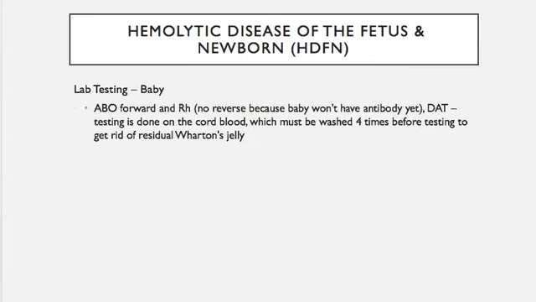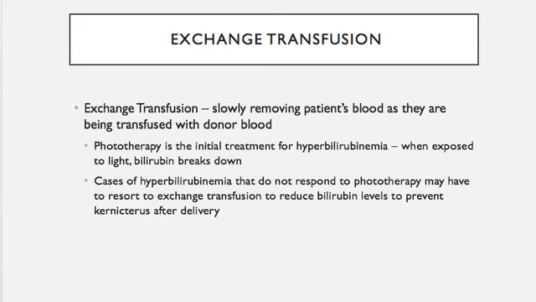Okay, testing on the baby. After the baby's born, we're going to do an ABO forward and Rh. We don't do reverse testing on babies because they're not going to have antibodies yet. And then we also do a DAT on the baby. The testing is done on the cord blood, which has to be washed 4 times before testing to get rid of the residual Wharton's jelly. It's a type of protein that's on the cord blood, so we do an extra wash step just to get rid of all of that protein that could interfere with our testing.